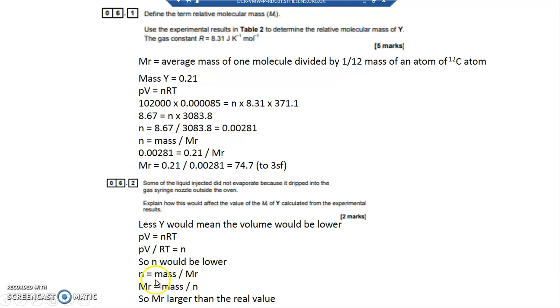n is mass divided by MR. If n is a lower value, MR is mass divided by n. So if n is a lower value, then mass divided by a lower value is going to give a larger MR. So MR is larger than the real value.